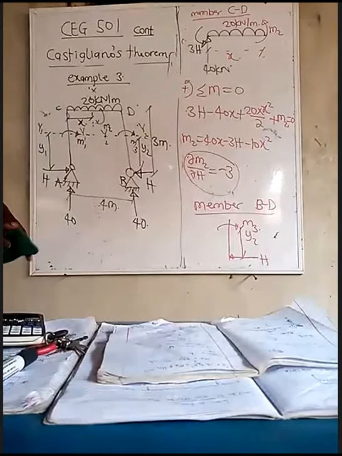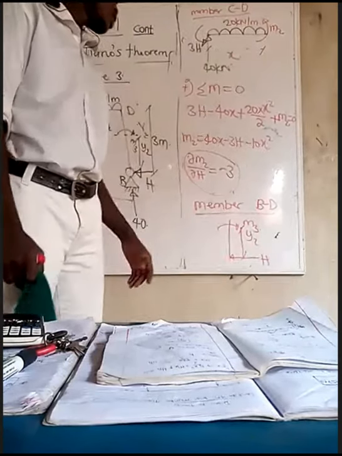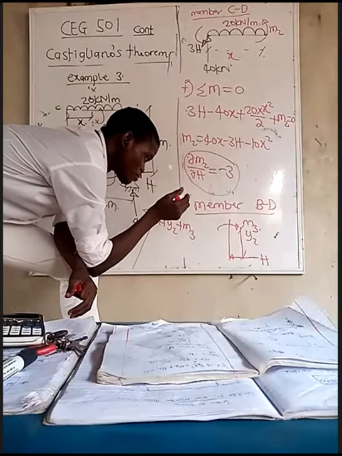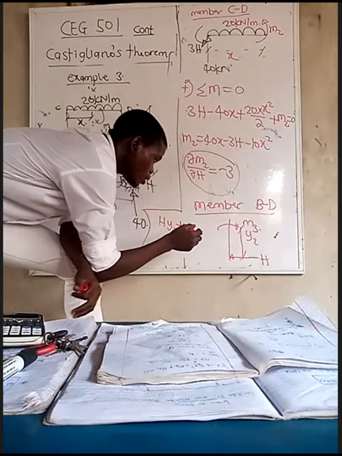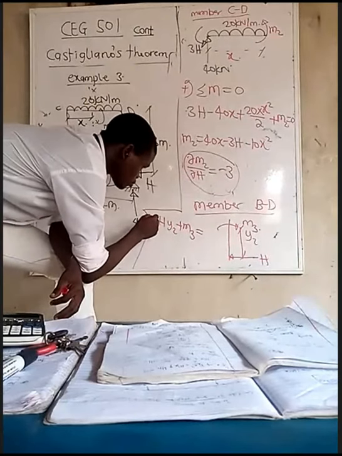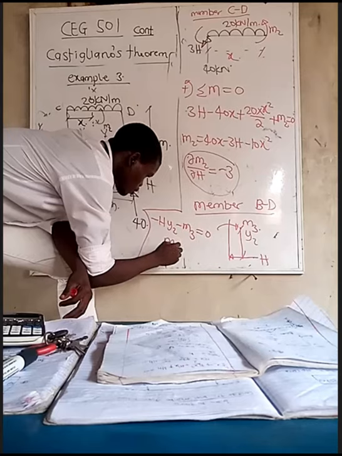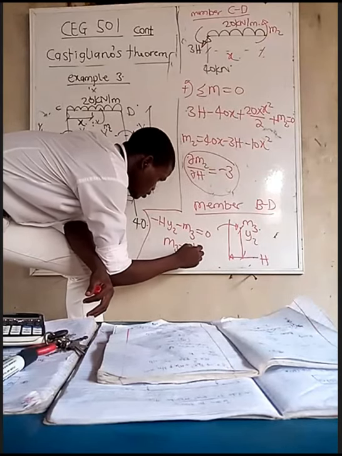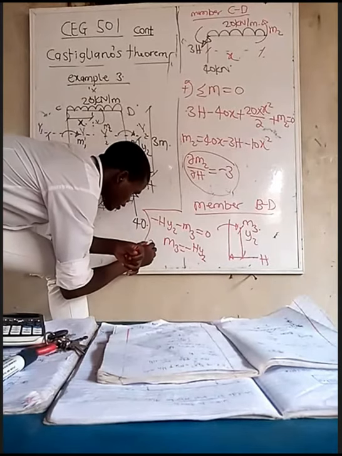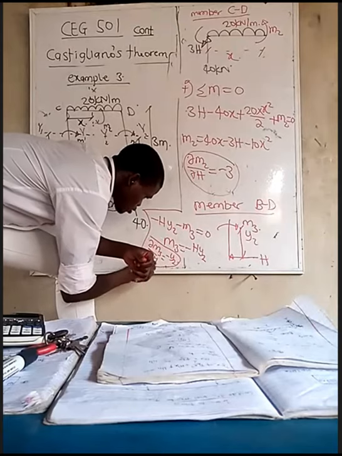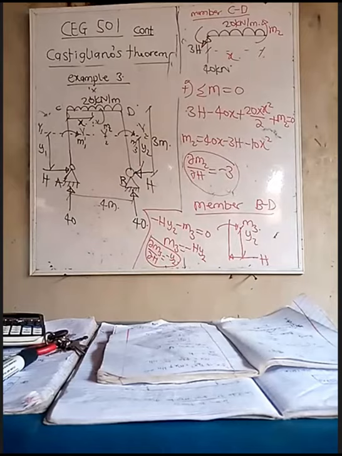Okay, so I'm using a very small board. Let's see how to do that. I guess it was after 40x minus 3h minus 10x squared. Let me just carve out a little part here. So hy2 plus m3 is equal to, maybe anti-clockwise is positive, I think. So minus hy2 minus m3 is equal to zero. So m3 is equal to minus hy2. So we have to find the m3, the h, as minus y2. Let's apply Castigliano now.